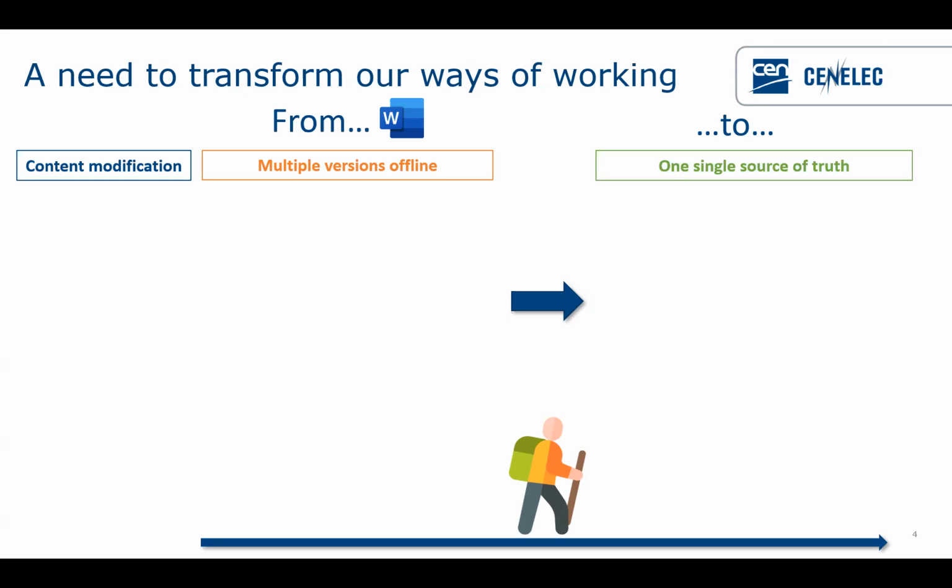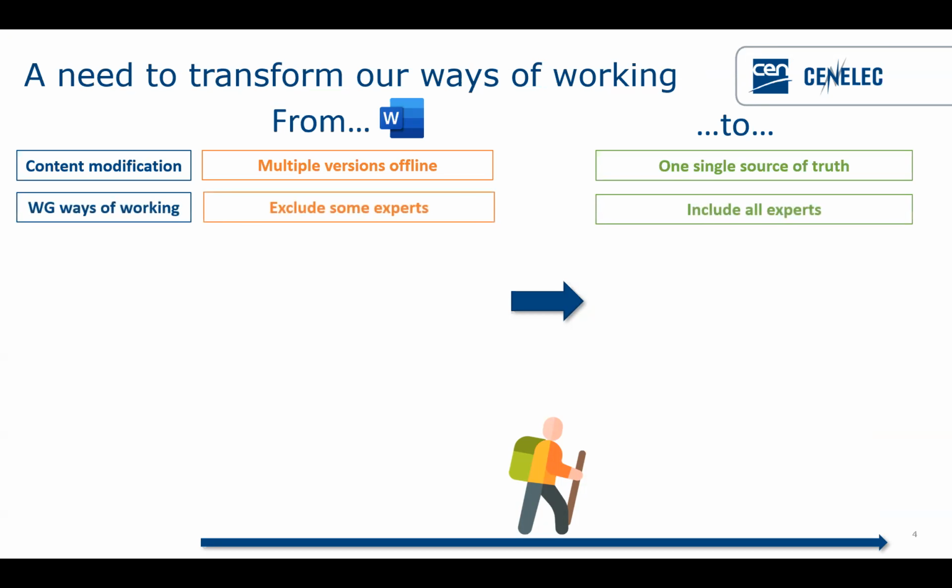We're doing it because we have an increasing need to transform our ways of working for multiple reasons. First, currently, when we're using Word, we have multiple versions of the document circulating offline. And with the OSD, everybody will have access to the latest version and a version history of the document. And so everybody in the technical committee, the drafting body, will be able to have access to the document. So now it will be only one single source of truth.